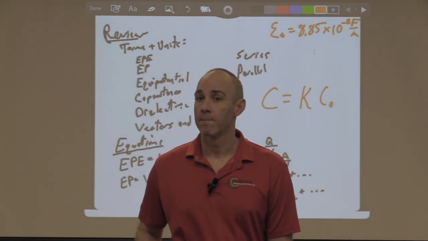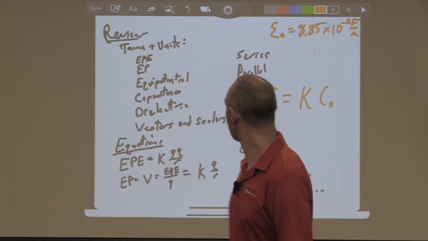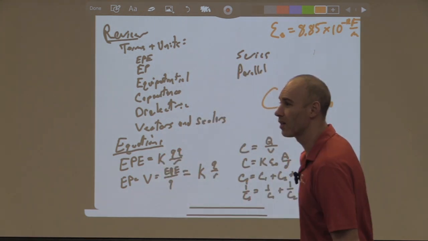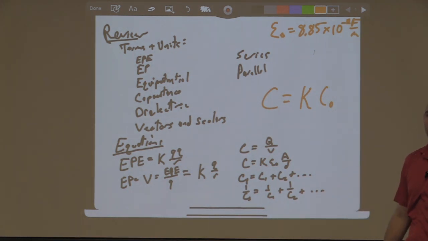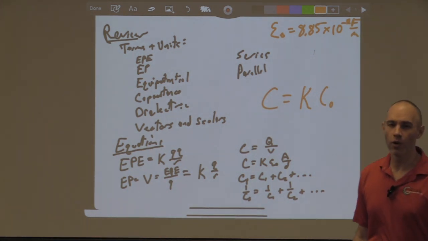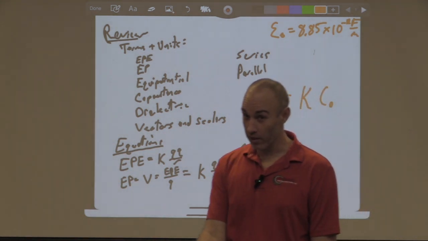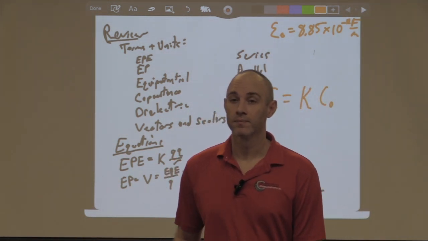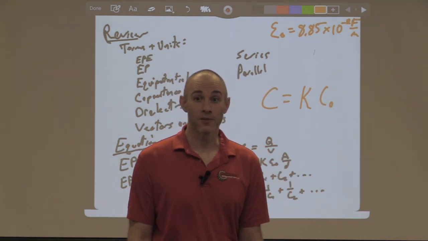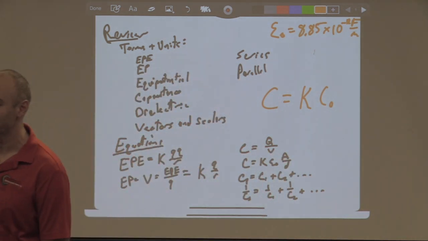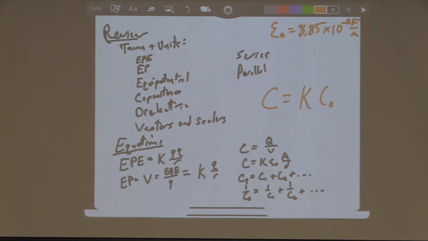What is that C0? Capacitance with initial, without a dielectric. It's just the capacitance with the dielectric and capacitance without. I don't know if there's a special name for it. Your book might have a special name, I don't remember. I don't give it a special name, it doesn't really need one.